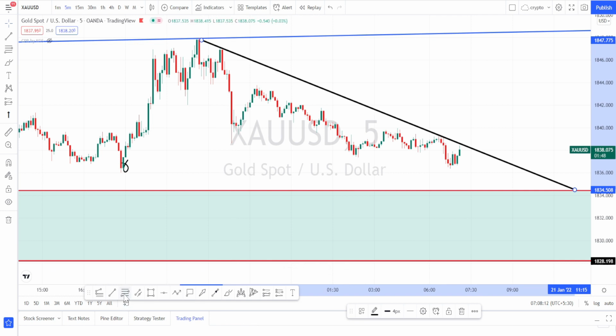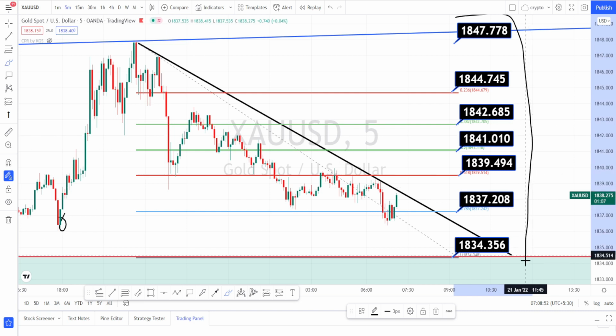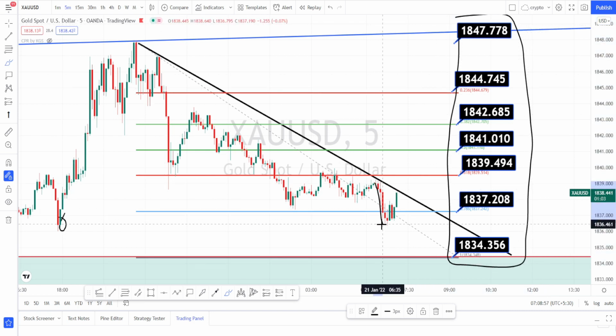Let us mark the support and resistance levels. So these are all the support and resistance levels in 5 minutes time frame. Currently the price action has retraced up to the level of 1837 and it is on a retracement to test this resistance line or the trend line. Wait for it to break this resistance line. You can go on a bullish side trade. If the price action bounces back from this resistance line, you can go on a bearish side trade.